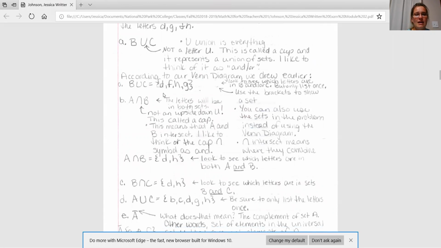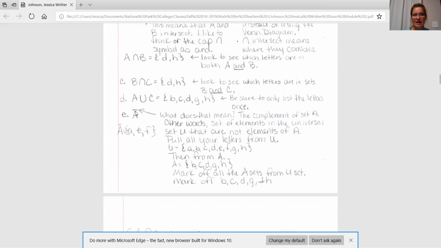And then we have A intersect B. And that's not an upside down U. It's called a cap. And I like to think of it as "and". So what letters are in A and B? If we go back and reference our diagram, we have D and H.